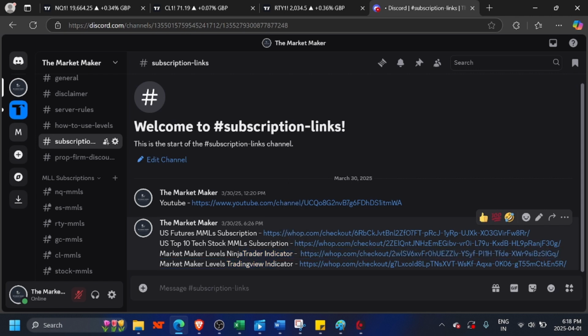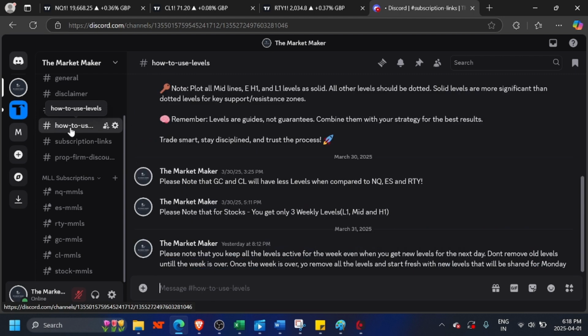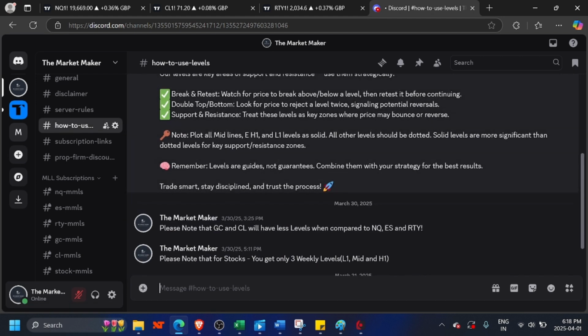You do not need these indicators. You can just plot the lines by yourself. You just need to know which 5 levels, which 7 levels need to be solid lines, and all the rest should be dotted lines. I provide that information here. So all mid lines and H1 and L1 levels are solid, and all the rest of the levels are dotted. So you can manually plot them. You don't need an indicator for them, but I created them for my convenience, so it's very easy to plot accurate lines.